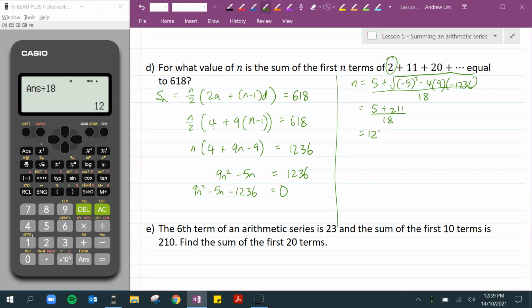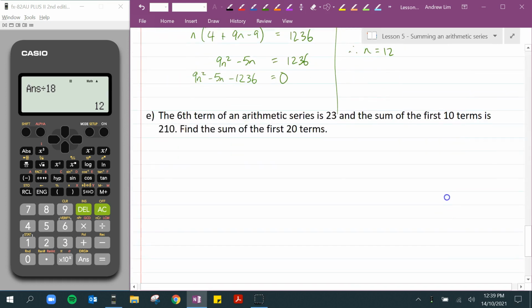And I think that's it. So, therefore, n has to equal 12. There must be 12 terms of this sequence, of this AP, of this series, that when we add the first 12 terms, it will add to 618.